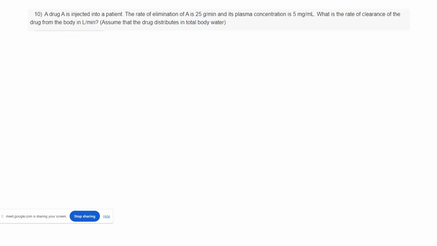Okay. Here is the next question. A drug A is injected into a patient. The rate of elimination of A is 25 gram per minute and its plasma concentration is 5 mg per ml. What is the rate of clearance of the drug from the body in liter per minute? Assume that the drug distributes in total body water.